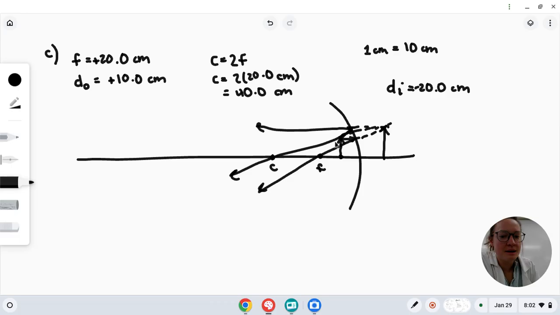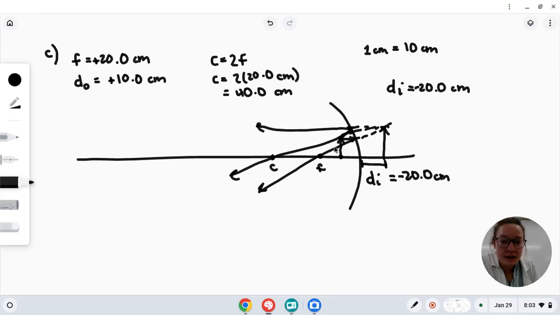But then what you're going to do after that is measure here your distance to your image. You'll measure your DI, and when you measure your DI, you should get that this measurement here is 20 centimeters. Measure it with your ruler, and you'll measure about 2 centimeters, which with your scale translates to 20 centimeters. Then you will go ahead and put in a negative sign here to show that DI is negative because it's a virtual image.